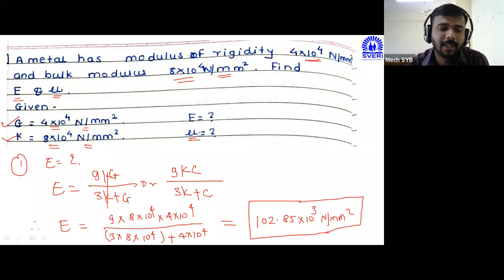If we think about the first two relations, E is equal to 3k in bracket 1 minus 2 mu and E is equal to 2g in bracket 1 plus mu, those are relations between two constants only, and mu is also present. But the third relation is the relation between all three elastic constants. And from that we have calculated the capital E.